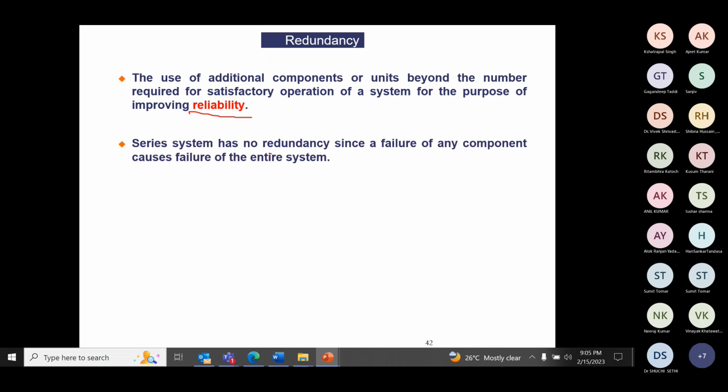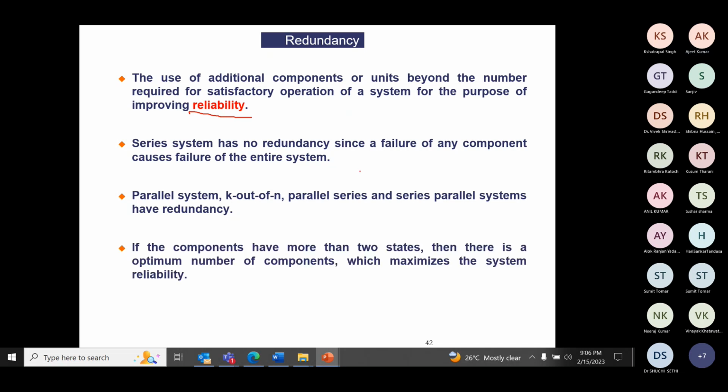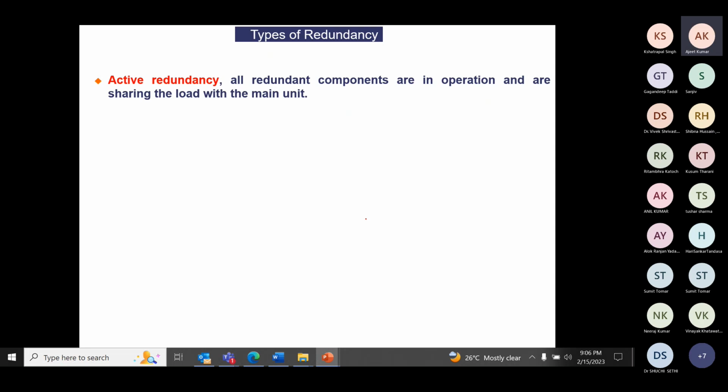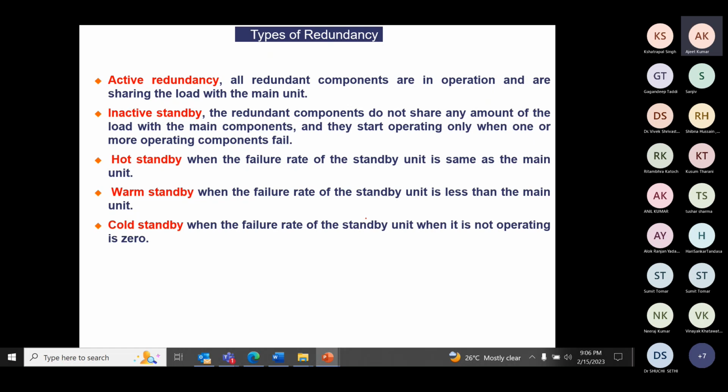System level. Okay. Series system has no redundancy, since one failure fails the system, and parallel system is redundancy. Parallel system, k out of n system, series-parallel have some redundancy. Now you understand. If components have more than 2 states, then there is an optimal number of components which maximizes the system reliability. Types of redundancy: active, inactive, hot standby, warm standby, cold standby. We call it a standby system.